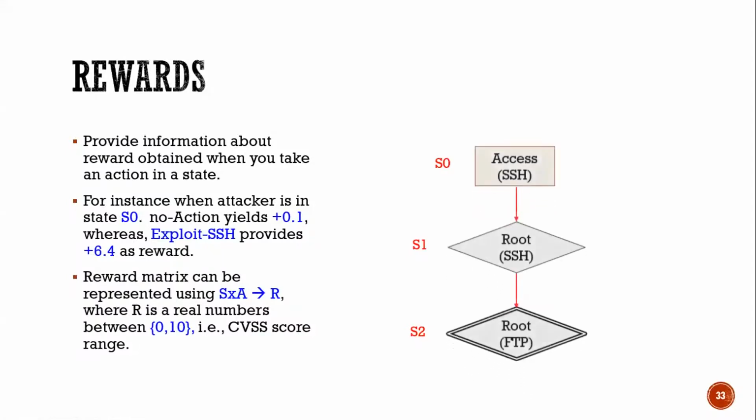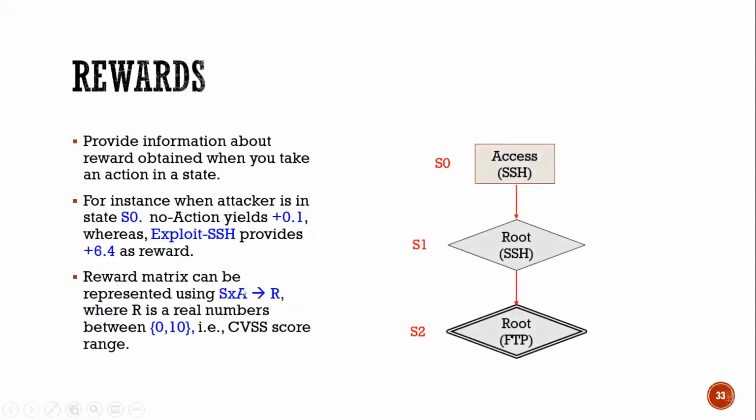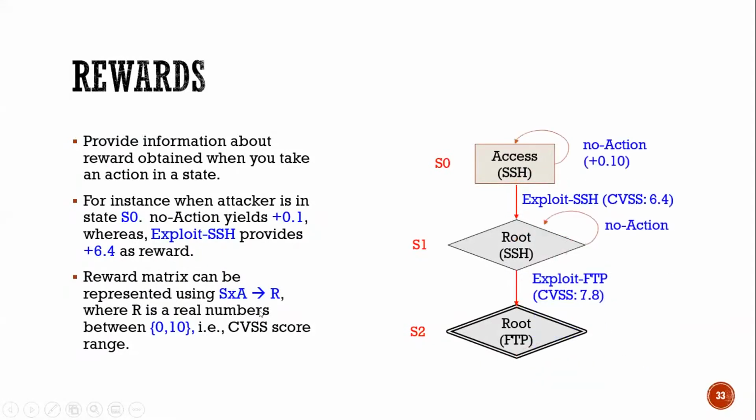And the rewards, as we discussed, are the values obtained from the CVSS score of those vulnerabilities. So if he takes action A in state S, it maps to a real number between 0 and 10. As we discussed, taking no action will have a low reward and exploiting SSH will have a positive reward. Like, if the CVSS score for this vulnerability was 6.4, that will be the reward of being in state S1. And similarly, the reward of being in state S2 will correspond to the FTP vulnerability.